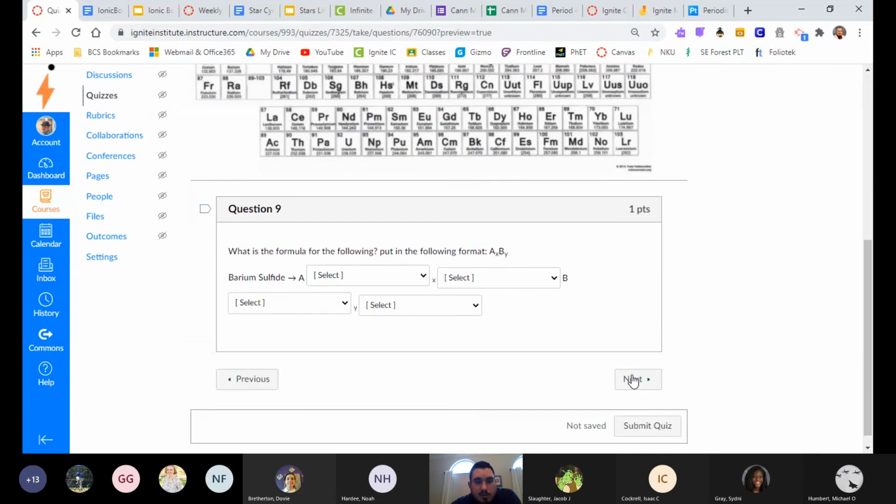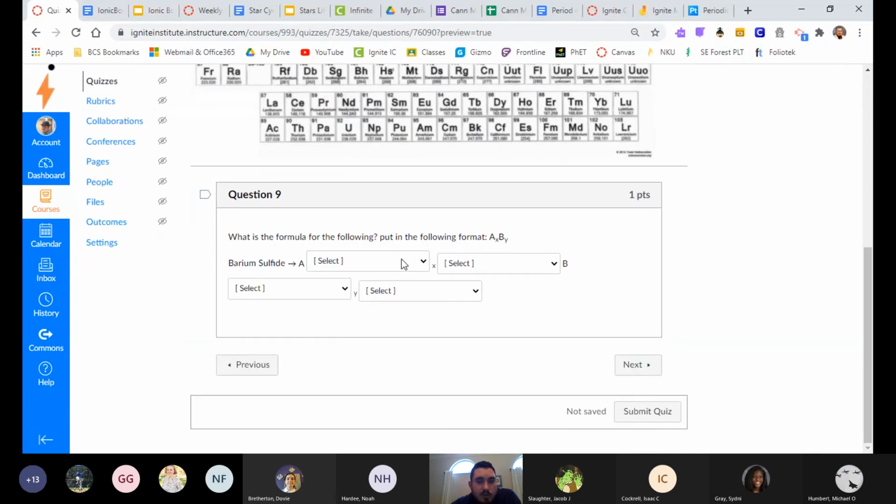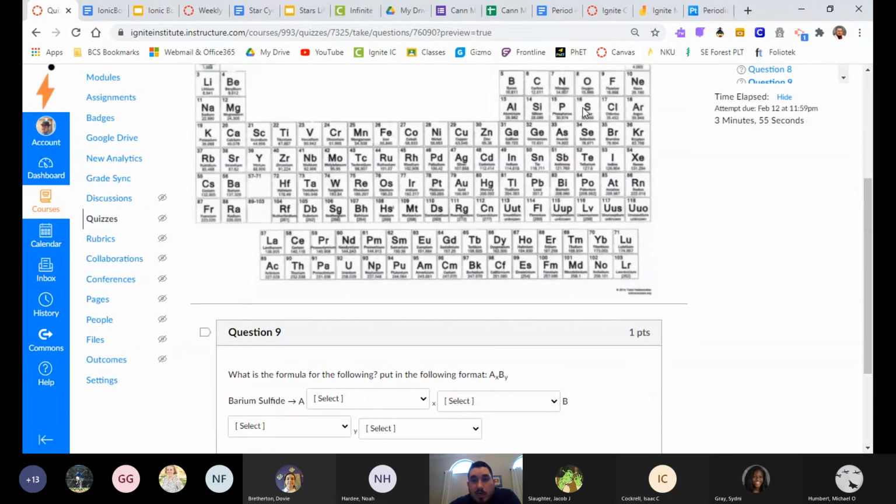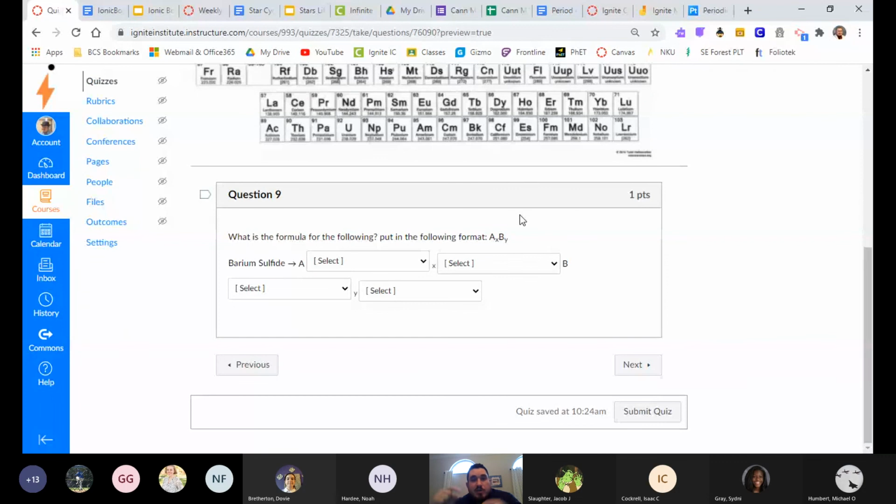So this one here, again, what is the formula? So we have barium and sulfide. I did not give you the charges this time, so you have to look up here. Barium is a +2. Sulfur is a -2. So if I crisscross the charges, they're going to be 2, 2, right? So I'm going to start with the first one. I'm going to give it a 2. I'm going to go to the second one, and I'm going to give it a 2.